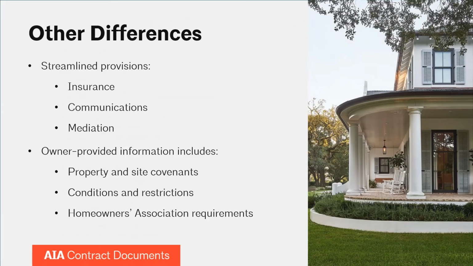Other differences. Insurance provisions are streamlined with simple infill prompts. Owner-contractor communication is streamlined to read, the owner shall endeavor to communicate with the contractor through the architect about matters arising out of or relating to the contract documents. Mediation guidelines are reduced to one paragraph. Owner-provided information now includes property and site covenants, conditions and restrictions, homeowner association requirements. And now we will look at the new residential construction agreement, A110.